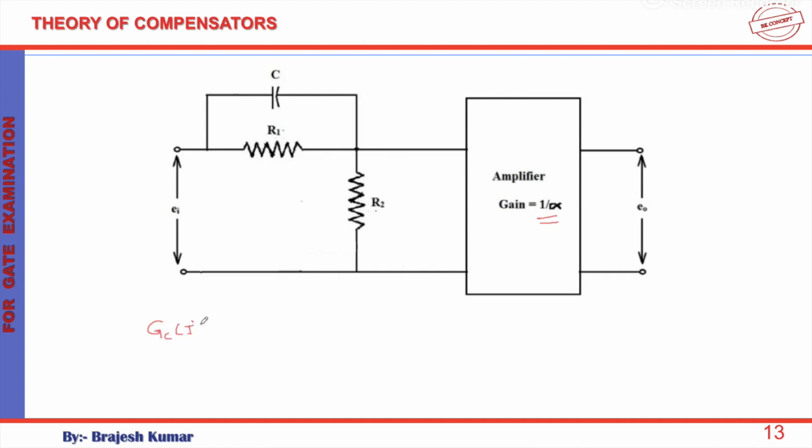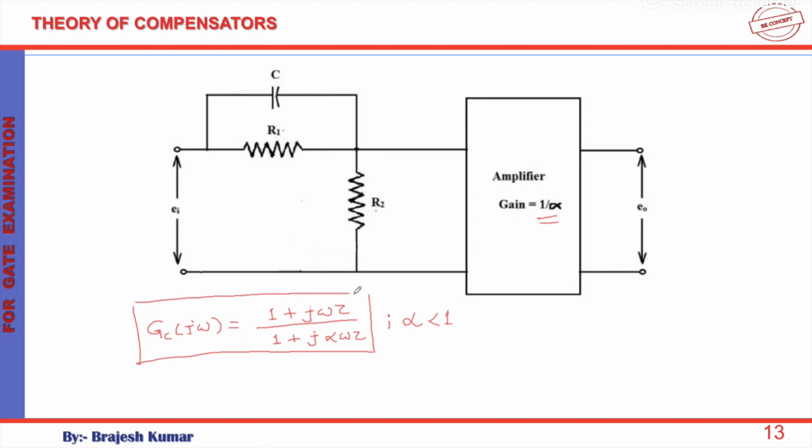Gc(j omega) equals (1 plus j omega tau) divided by (1 plus j alpha omega tau), where alpha is less than 1. So this will become our final transfer function after consideration of this block of gain 1 upon alpha.